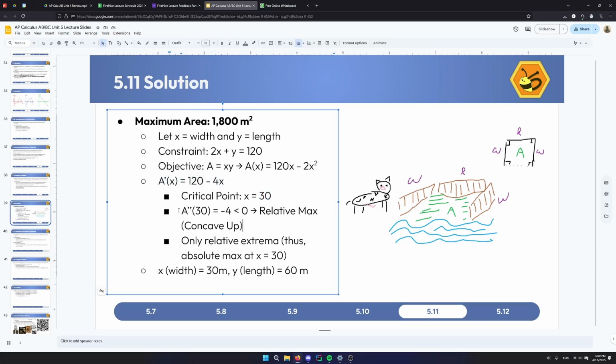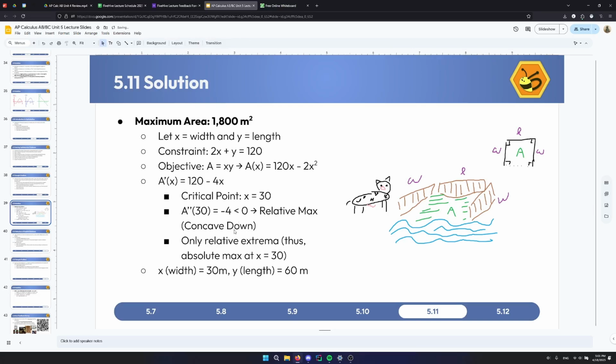And then here I did the second derivative test. If we take the second derivative, A double prime of x is equal to -4. So no matter what value of x I plug in, it's always going to be -4. Since this is less than 0, we have a relative max. Wait, no, this should be concave down, right? Because it's negative. Yeah, it should be concave down. Sorry, yeah.